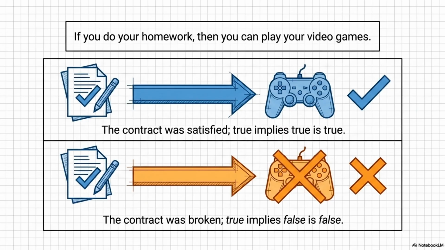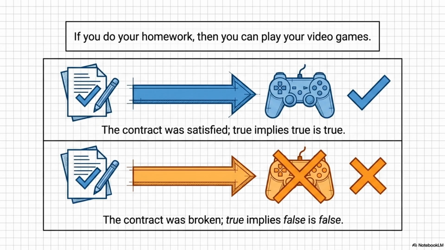Okay, well, let us unpack this. Because if I try to map that onto my own life, it is like me saying, if it rains, I will bring an umbrella. Exactly. So the hypothesis is the rain, the conclusion is the umbrella. If it rains and I bring the umbrella, the contract is satisfied. True implies true. Spot on. And then if it rains and I forget it, I broke my own rule. So true implies false is logically false. That captures the standard conditions perfectly.